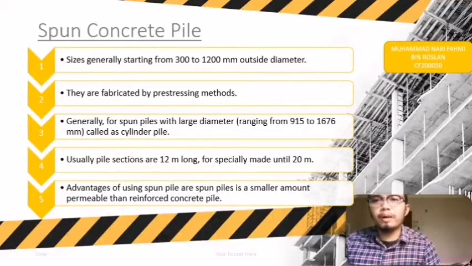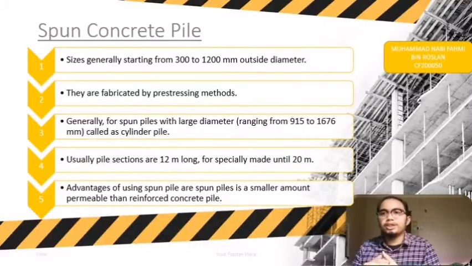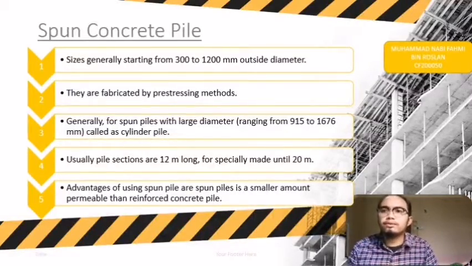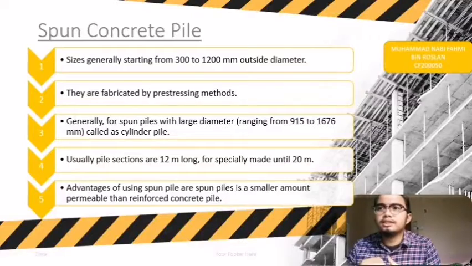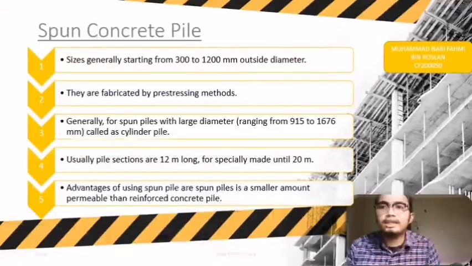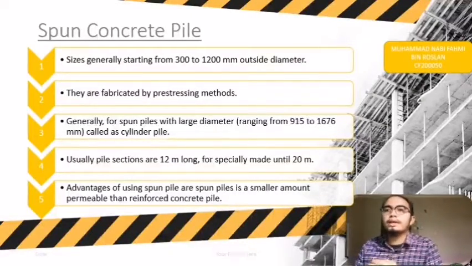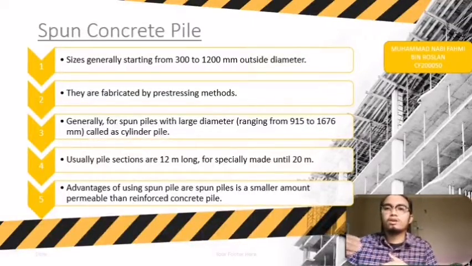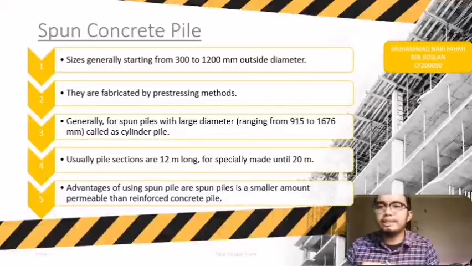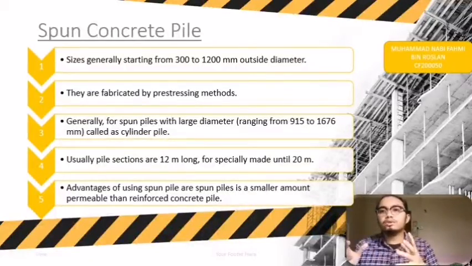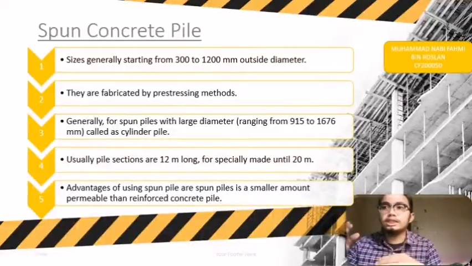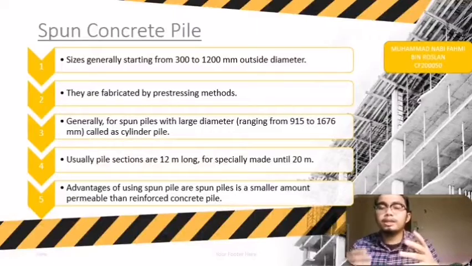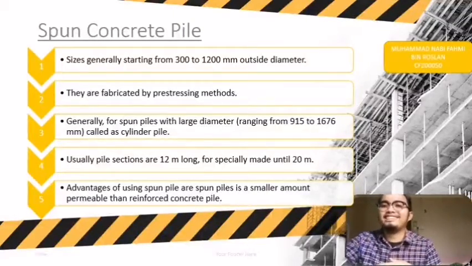Generally for spun pile, large diameters ranging from 950 to 1676 millimeter are called cylinder pile. Usually pile sections are 12 meters long, but in special cases it can go up to 20 meters. The advantage of using spun pile is that it is less permeable than reinforced pile.